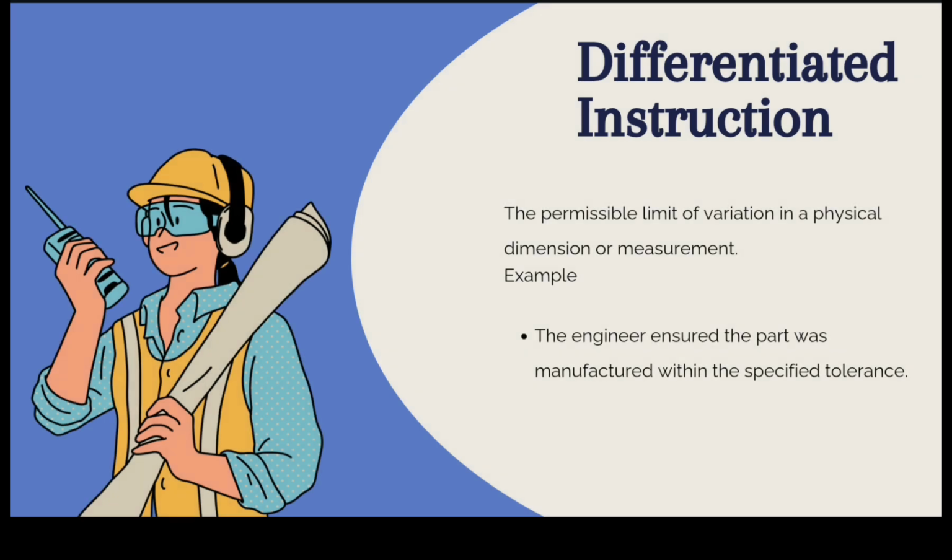Next, we have the differentiated instruction. In engineering jargon, differentiated instruction means the permissible limit of variation in a physical dimension or measurement. So for example, the engineer ensured the part was manufactured within the specified tolerance.